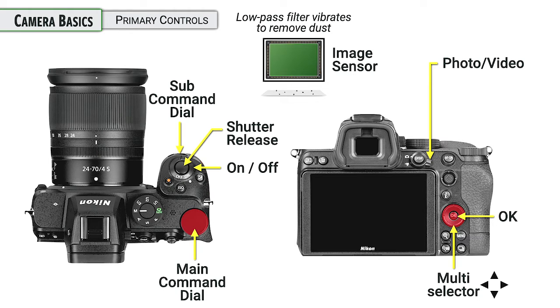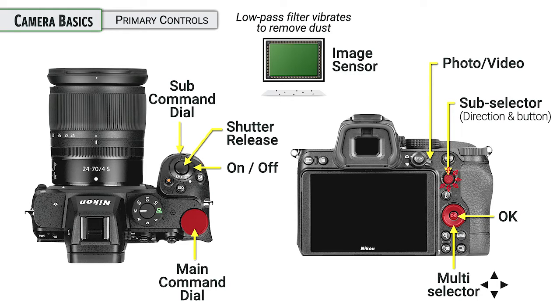In the middle of that is an OK button, and this is usually used for confirming a setting that you are making. So we saw how we were doing this before when we were resetting the camera, and if you want to confirm something, generally you're going to press the OK button.